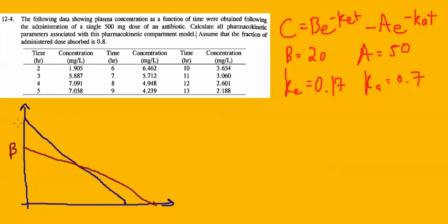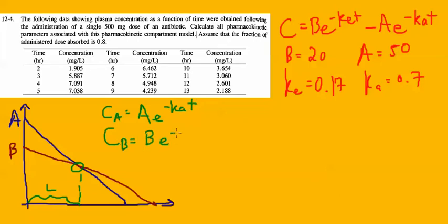Okay, so B is here. You get A is right here. Then they intersect at this point, and L time has to pass. So L time has to pass before they intersect. So now we have two equations of lines. Let's say CA is equal to A times e to the negative Ka t, and we get CB is equal to B times e to the negative KE t. So we want a point. We want to find where these two lines intersect, and how do we do that?